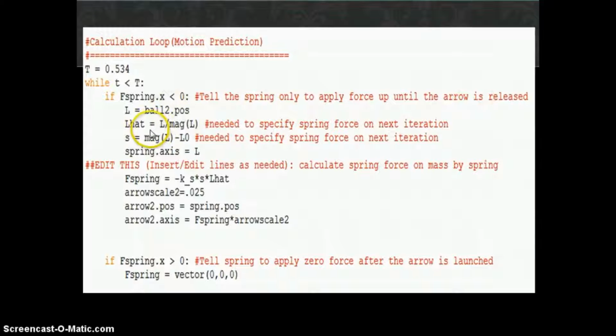And then I have to give a direction, and it calculates the stretch and everything, all the good stuff. And then here is the spring formula, Hooke's law. So it's going to calculate the force. And down here, I'm telling it to apply 0 force after the arrow is actually released.